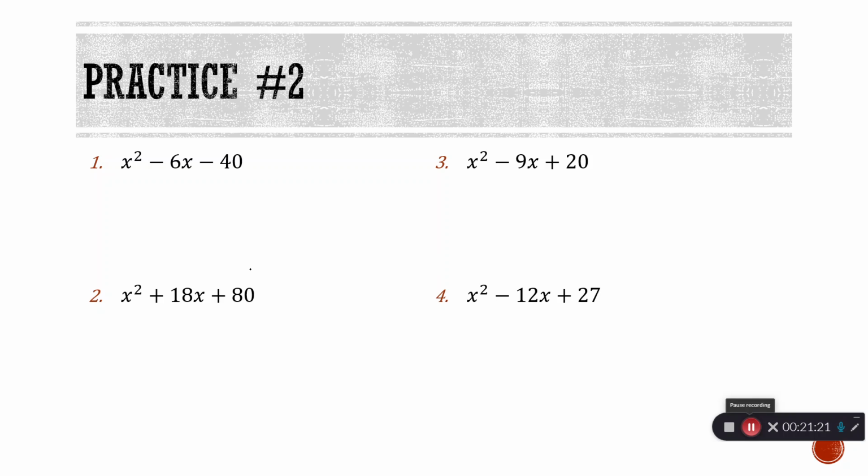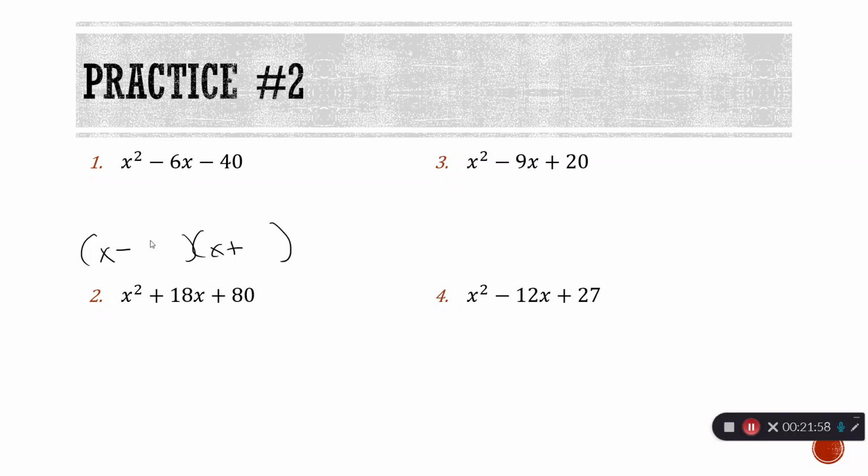Okay, so now pause the video and do it out. Write out your factors if you need to. Okay, so set up my things. Negative 40 means opposite signs. The negative sign is the bigger sign. Okay, so two numbers that multiply to 40 and add to negative 6.